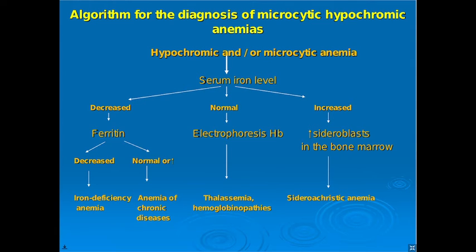When the ferritin is normal or increased, that excludes the diagnosis of iron deficiency anemia. Ferritin cannot be normal for that. It could be anemia of chronic diseases. If the serum iron, coming back to the first step, serum iron level is normal, that could be thalassemia or certain types of hemoglobinopathies, a rare situation. Or serum iron is increased. That could be sideroachrestic anemia, an increased level of sideroblasts in the bone marrow.